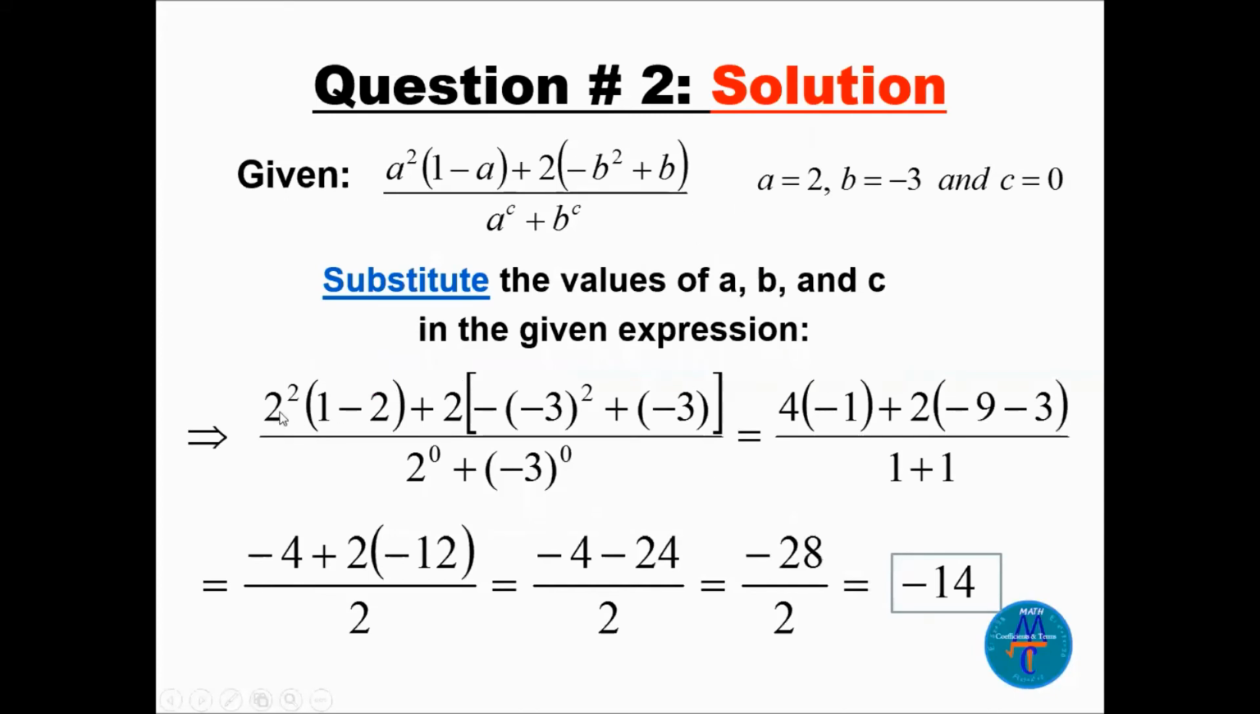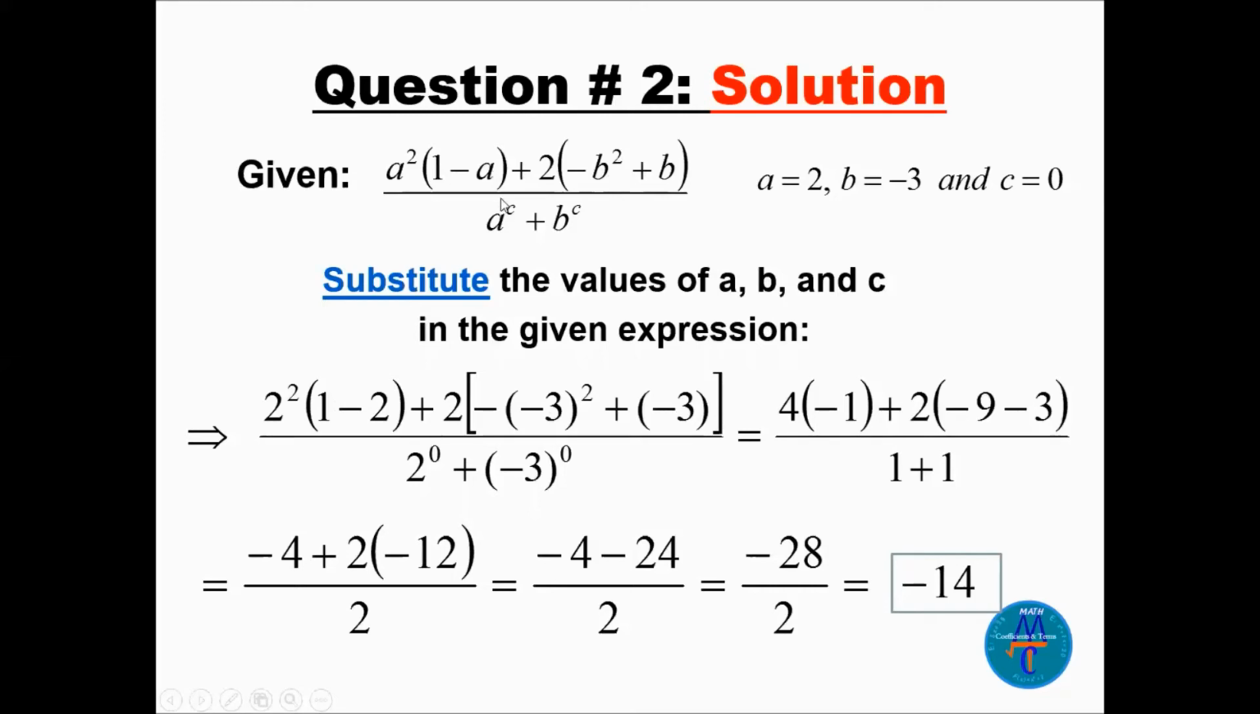If I put here 2 for a, 2 squared in the bracket 1 minus 2, plus 2, listen carefully, this minus is not in the base, so I leave it outside here. Minus, and then in the bracket, I put minus 3 squared. So we square the whole b, because b is squared and b is minus 3, so we have to put the bracket. Plus, the b also by itself is minus.